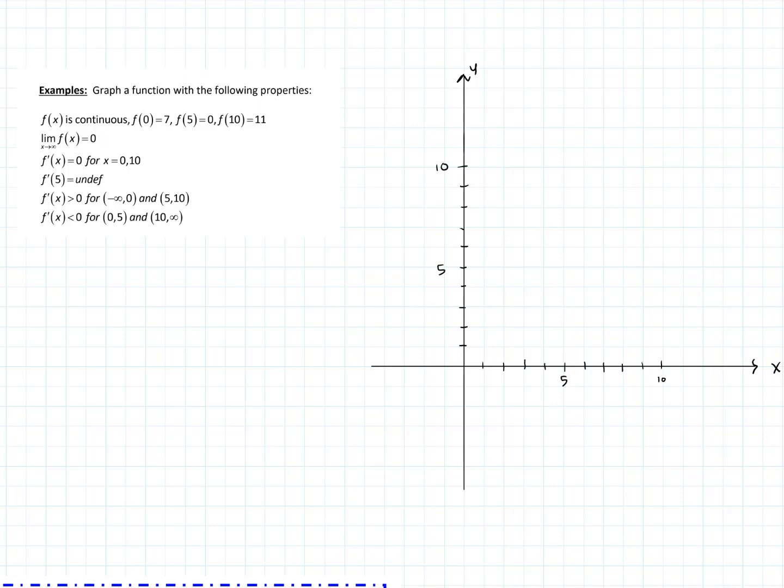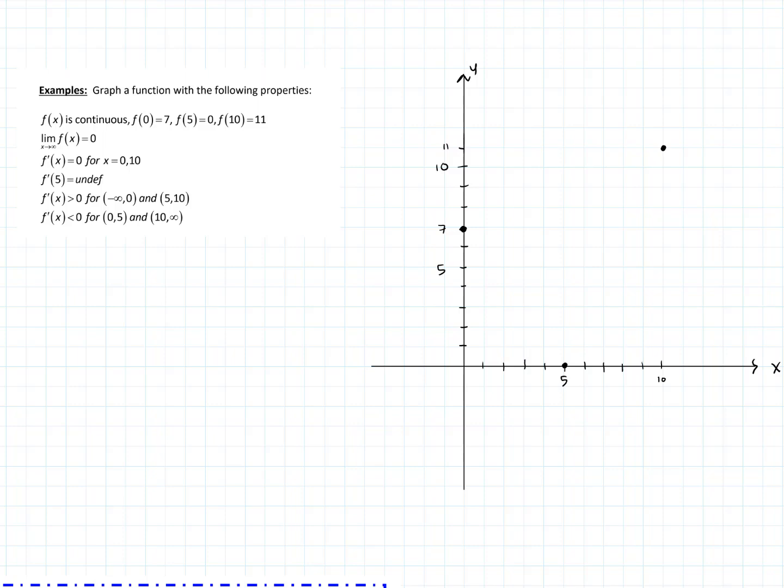We are also told in the first line just some ordered pairs, basically. We know that f of 0 is 7, f of 5 is 0, and f of 10 is 11. So just getting started, I'm going to go ahead and plot those. 7 would be right here, so f of 0 is 7, and the graph will pass through that point. f of 5 is 0, so the graph will pass through that point. And f of 10 is 11, so the graph will pass through that point there as well. So we will go through those 3 points.